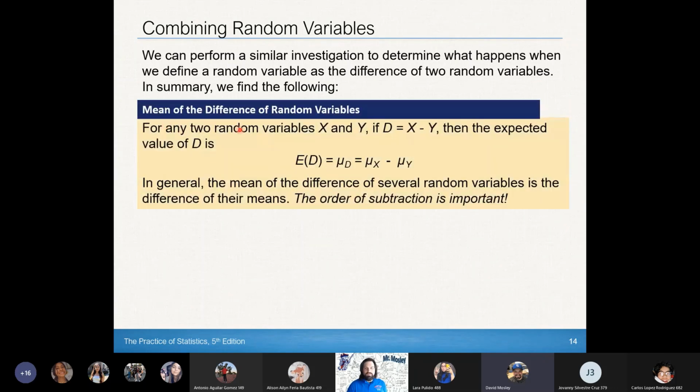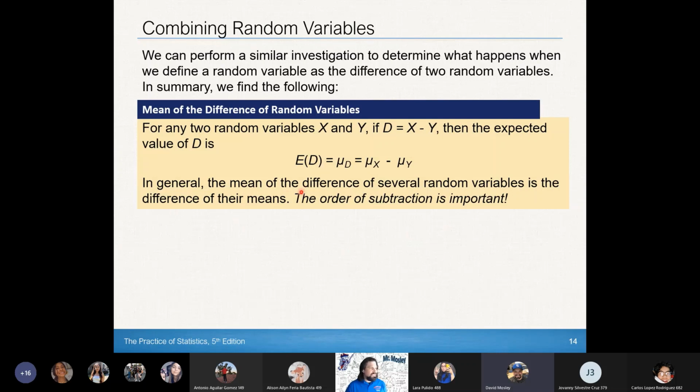So the mean of the difference of random variables is kind of what we would expect it to be. For any two random variables x and y, if d equals x minus y, then the expected value of d is the difference of the means, right? Expected value of d is the mean of d is the mean of x minus the mean of y, right? Same order in which they were listed here.